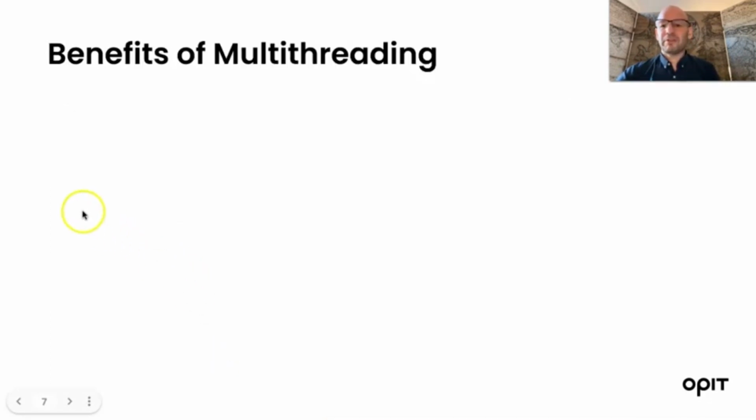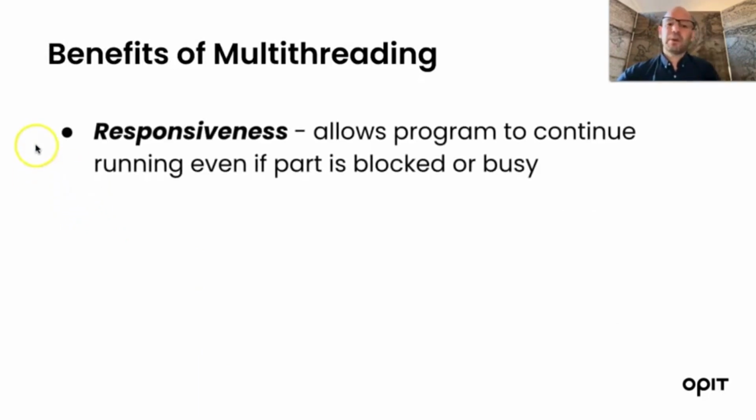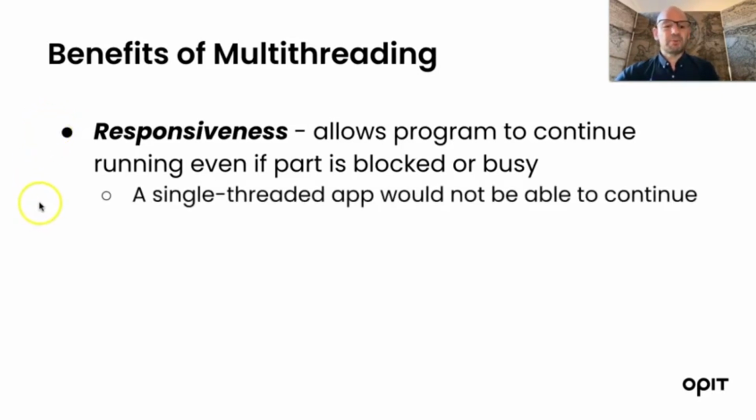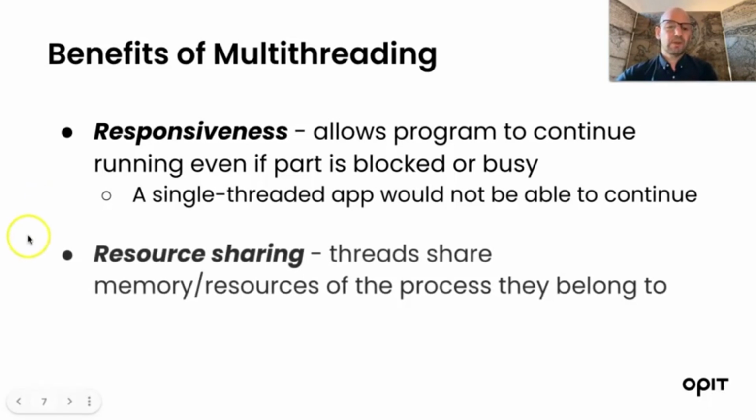So what are some of the benefits of multi-threading? Well, we've just seen an example there with a web server. Other benefits include the idea of responsiveness. So it allows programs to continue running even if part is blocked or part is busy. So it needs to be responsive. A single-threaded app would not be able to continue, for example, because it's servicing a particular request.